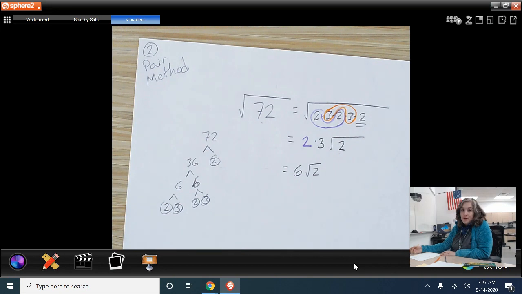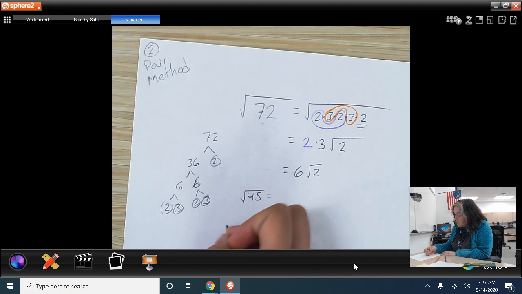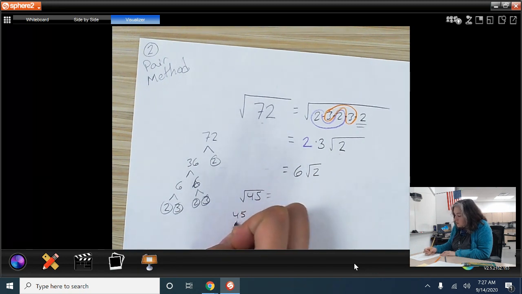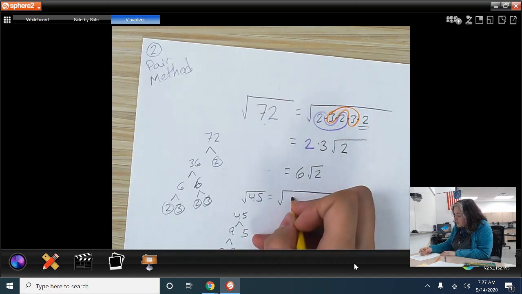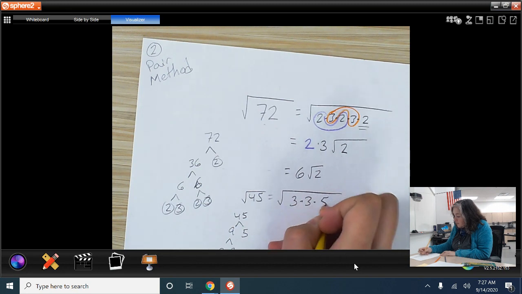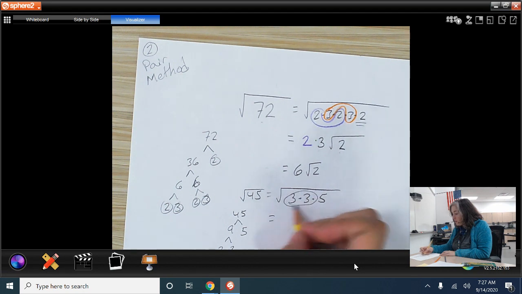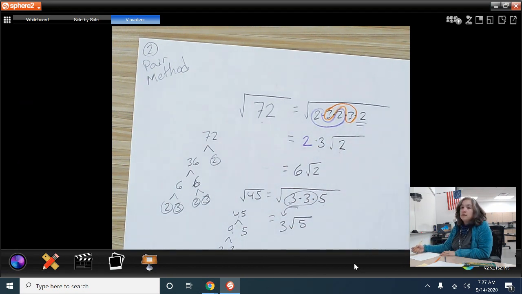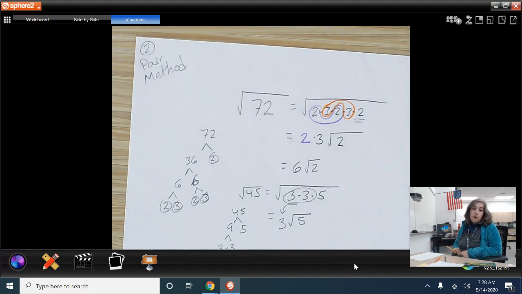You'll notice it doesn't matter which way you do it, you get the same answer. So if we try it with 45 again, 45 I know is 9 times 5, but 9 is really 3 and 3. So when I rewrite this, I'm going to have 3 times 3 times 5. Then I have to ask myself, can anyone escape with a buddy? Yes, 3 can. So 3 will be able to get out, and 5 cannot. He gets left behind. So we have 3 root 5. It doesn't matter which way you prefer to do it, but I just wanted to review that really quick. Let me know if you have questions.